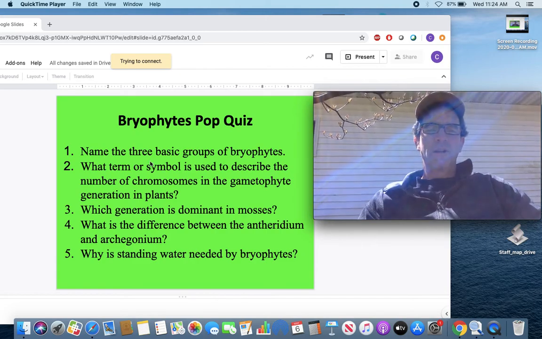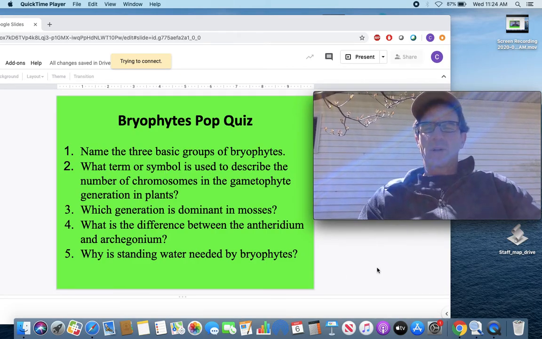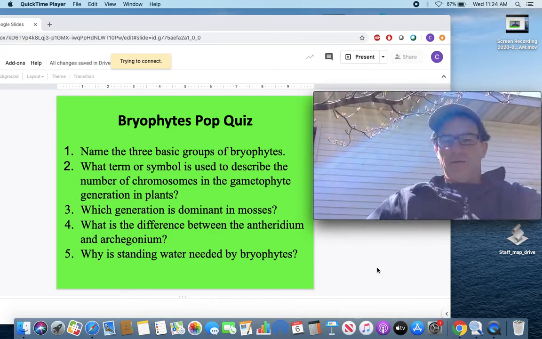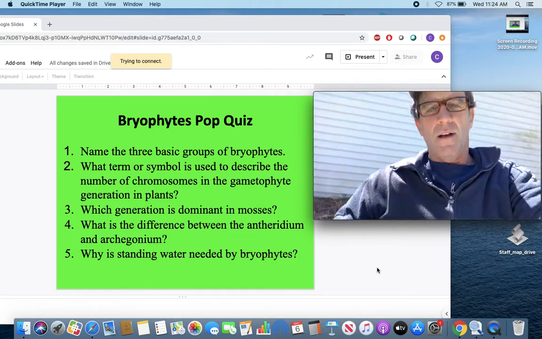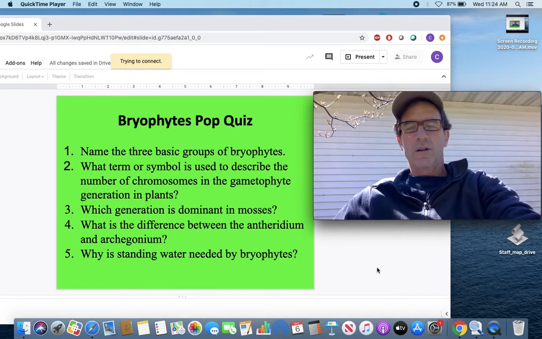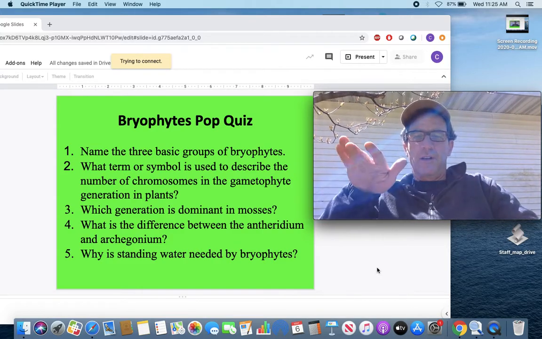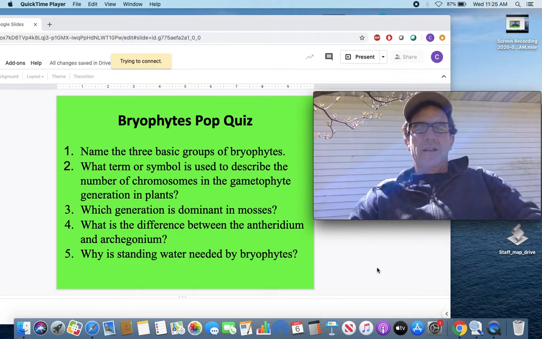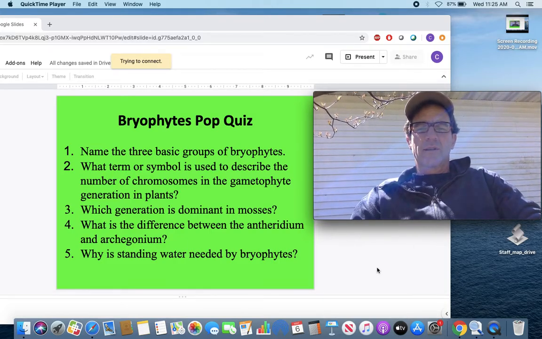Okay, so number 1, name the 3 basic types of bryophytes. Those included the mosses, the most common ones, which I think I showed you yesterday from right behind me on the ground here. Liverworts also happen to live in this area, small like mosses, but kind of more of a leafy sort of gametophyte or structure they have. And then the hornworts, so mosses, liverworts, and hornworts.